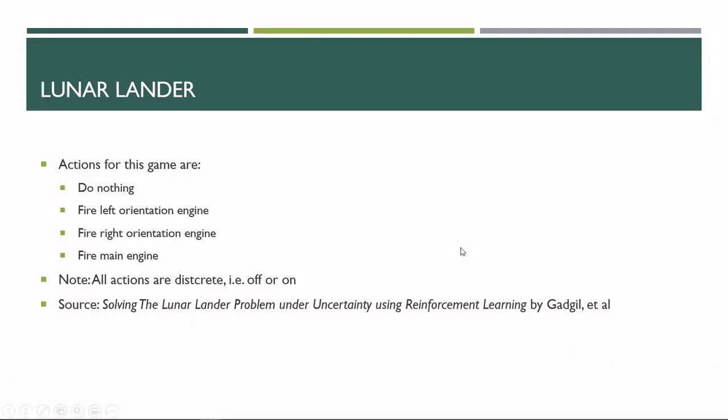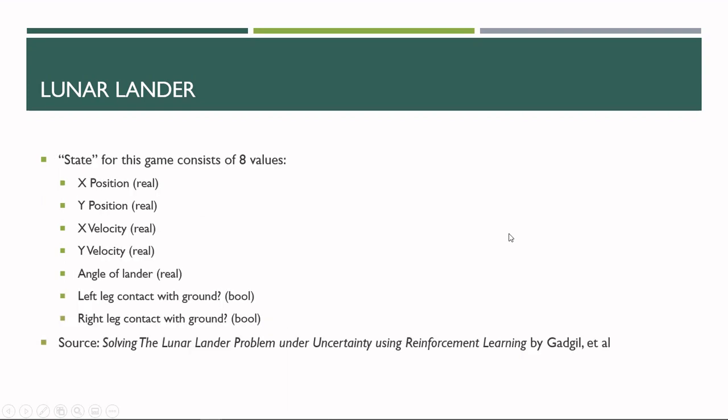So actions for this game are do nothing, fire the left orientation engine, or fire the right orientation engine, or fire the main engine. So I've got 4 actions I can take. All actions are discrete. They're either off or on. By the way, a lot of this I'm taking from various papers, "Solving the Lunar Lander Problem under Uncertainty using Reinforcement Learning" by Gadgil et al.